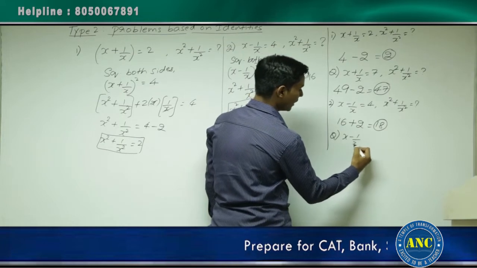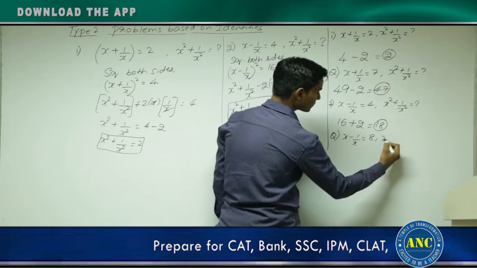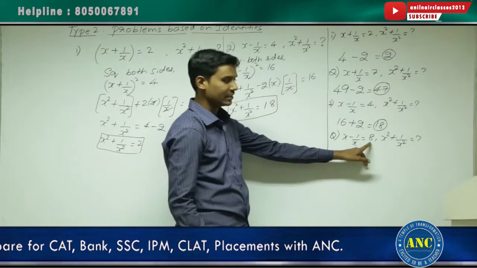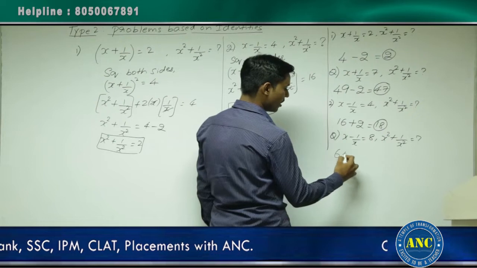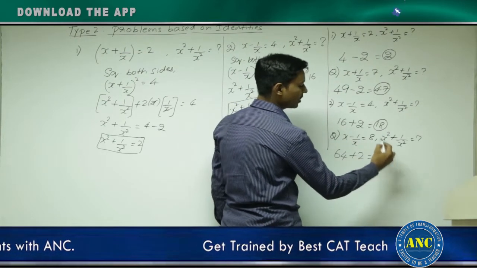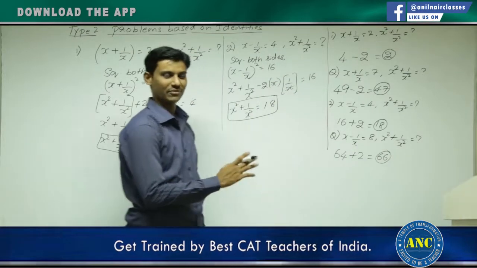Suppose x minus 1 by x is 8. I need to find the x square plus 1 by x square value. Square of 8 is 64. Because it is minus in the question, add 2. 64 plus 2 is 66. Clear with the approach? It's a very easy approach.